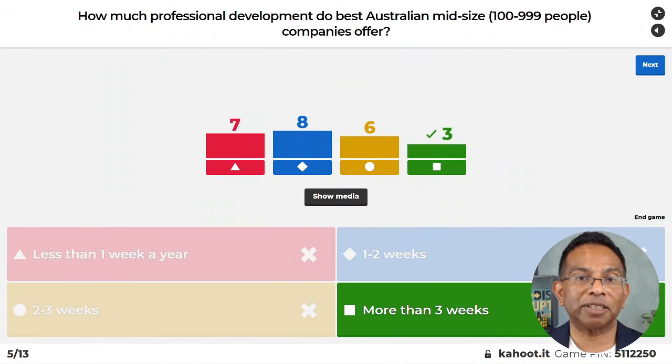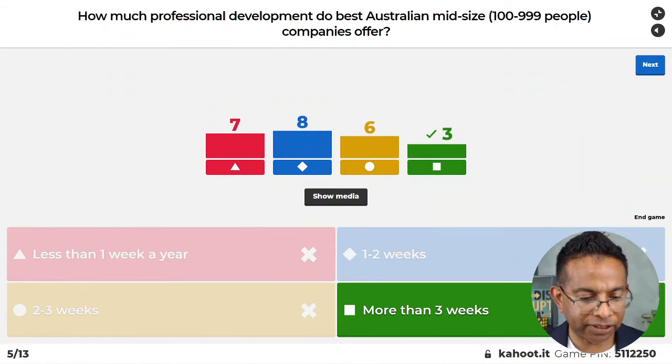So we're not talking about SMEs and we're not talking about large corporates. We're saying the best mid-sized companies actually offer more than 3 weeks of training a year for their people. Training, I shouldn't say just training, it's professional development.